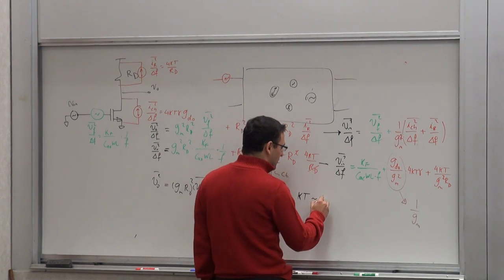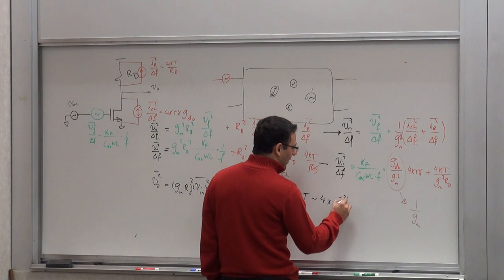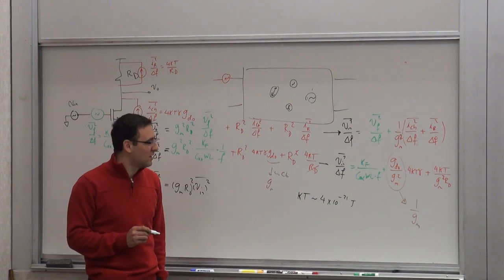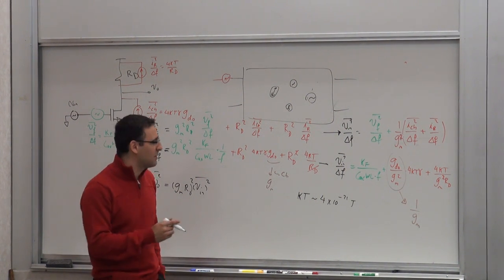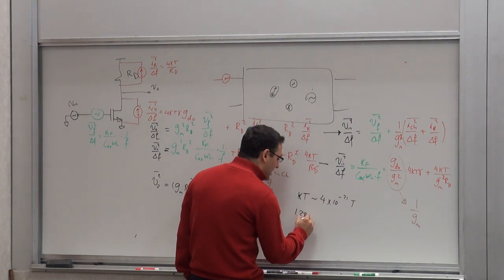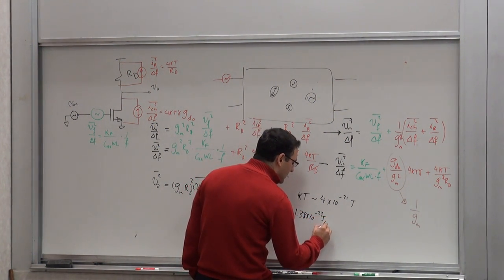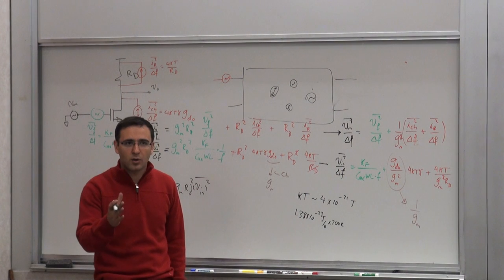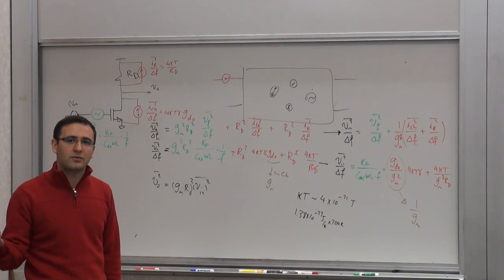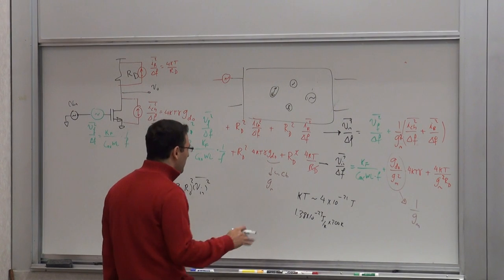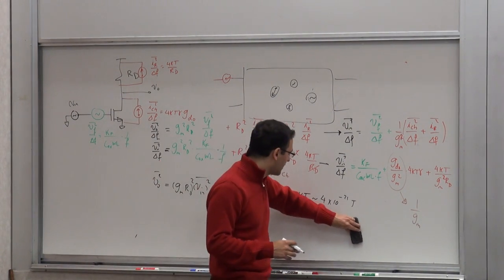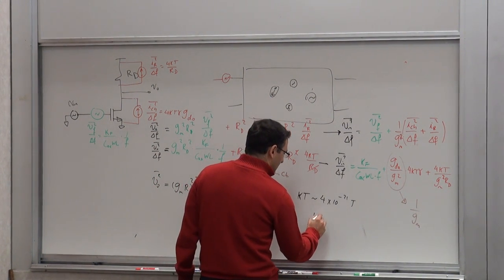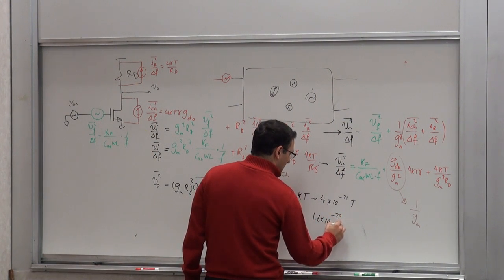Approximately, the easiest thing that people use is 4×10⁻²¹ joules. This is a good number to remember. K is 1.38×10⁻²³ joules per Kelvin times 300 Kelvin. It's approximately that. So 4×10⁻²¹ is a good number for kT to remember, ballpark at room temperature, of course. You can always calculate it accurately. So 4 times that gives you 1.6×10⁻²⁰. Right, that's 4kT.